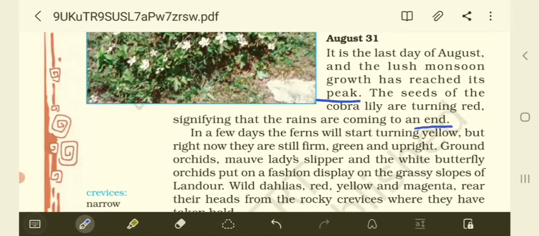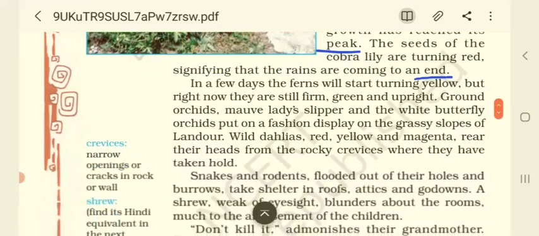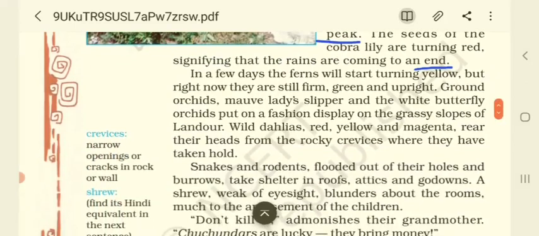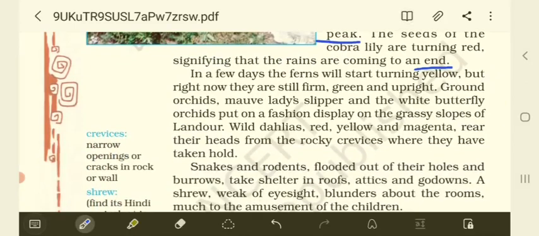So whenever cobra lilies' seeds are turning red, this is an indication that the rainy season is coming to an end. In a few days, the ferns will start turning yellow, but right now they are still firm, green and upright. Brown orchids, mauve lady slipper, and the white butterfly orchids put on a fashion display on the grassy slopes of Landour. So he is actually describing each and everything that he observes.